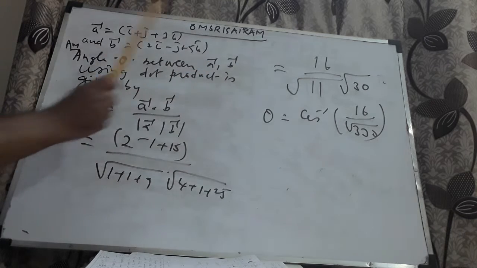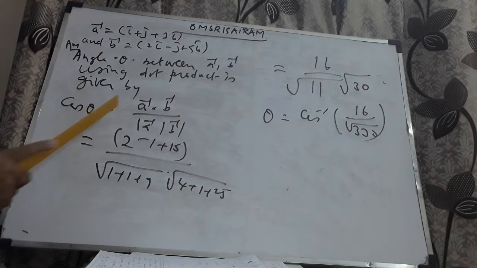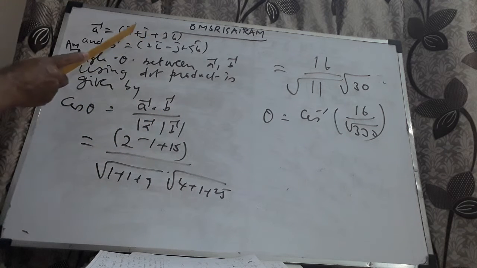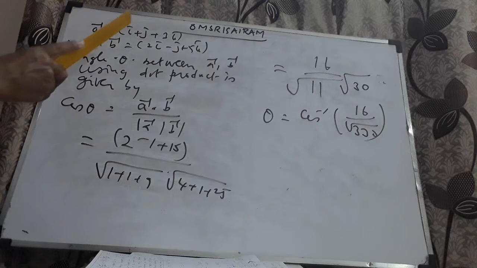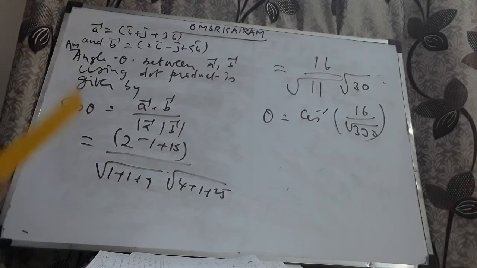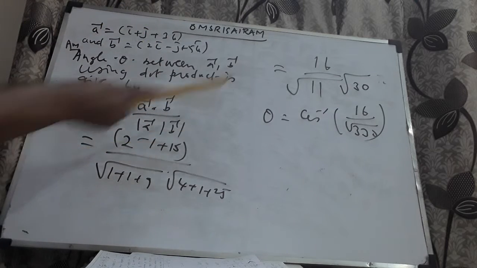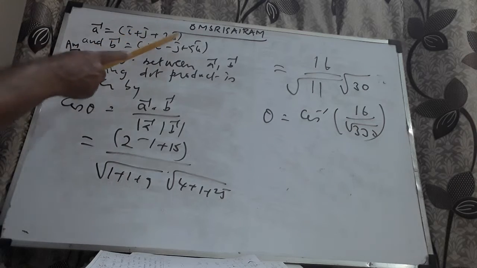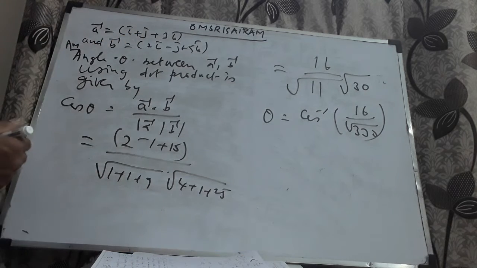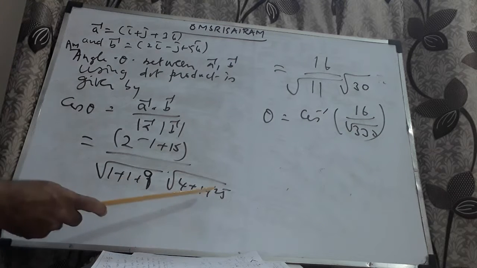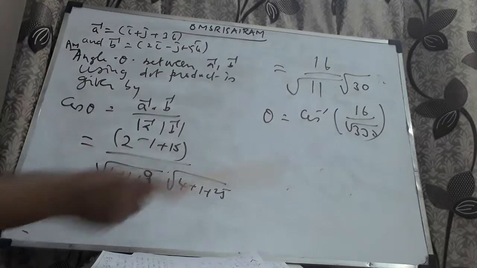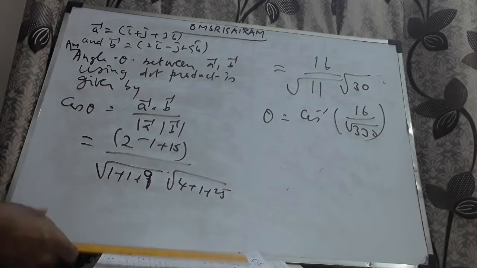Let me repeat. Angle theta between A vector comma B vector using dot product is given by cos theta is equal to A dot B by mod A into mod B. Therefore, if A is A1i plus A2j plus A3k, B vector is B1i plus B2j plus B3k, A dot B is A1b1 plus A2b2 plus A3b3, sum of products of components of ijk. Therefore, 1 into 2, 2, 1 into minus 1, 3 into 5, 15, 15 plus 1 is 16, divided by mod A, which is 1 plus 1 plus 9, which will be 11, sorry, 9. Then of course 4 plus 1 plus 25, which is 30. Therefore, cos inverse 16 by root 330 will be the final answer.